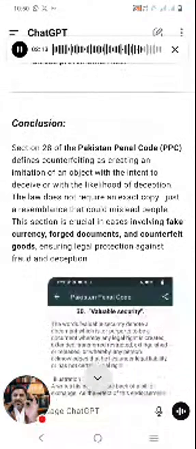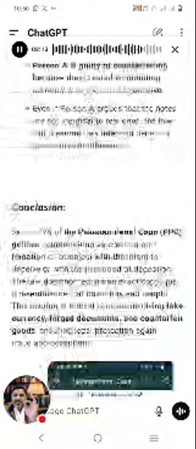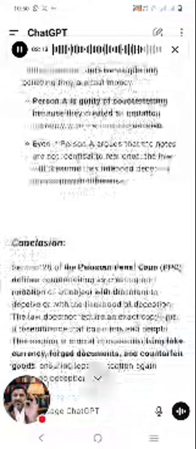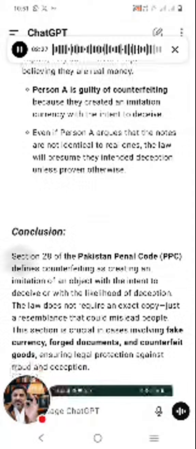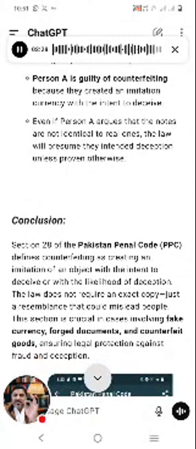Conclusion. Section 28 of the Pakistan Penal Code, PPC, defines counterfeiting as creating an imitation of an object with the intent to deceive or with the likelihood of deception. The law does not require an exact copy, just a resemblance that could mislead people. This section is crucial in cases involving fake currency, forged documents, and counterfeit goods, ensuring legal protection against fraud and deception.